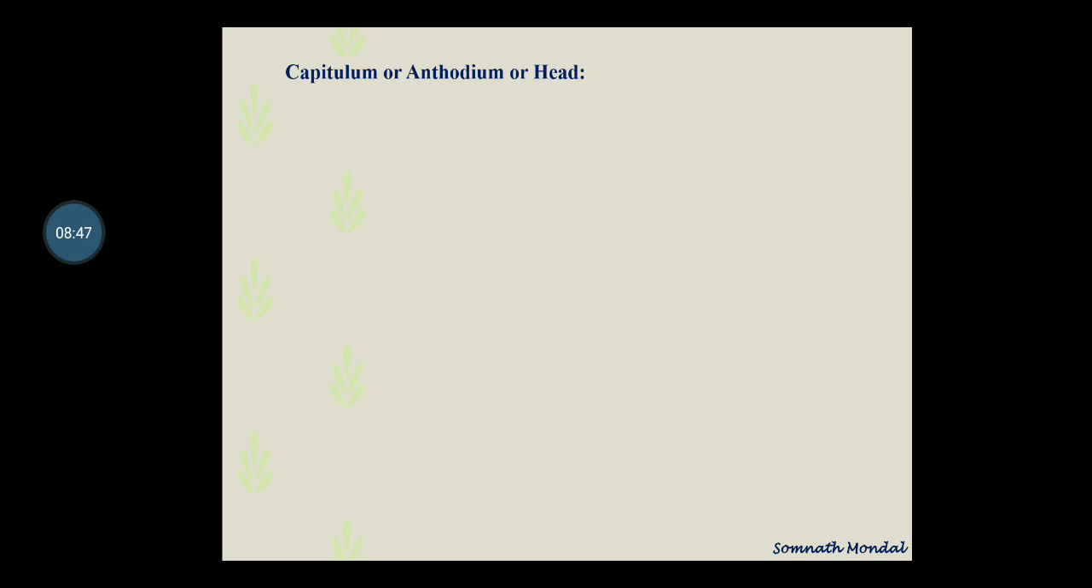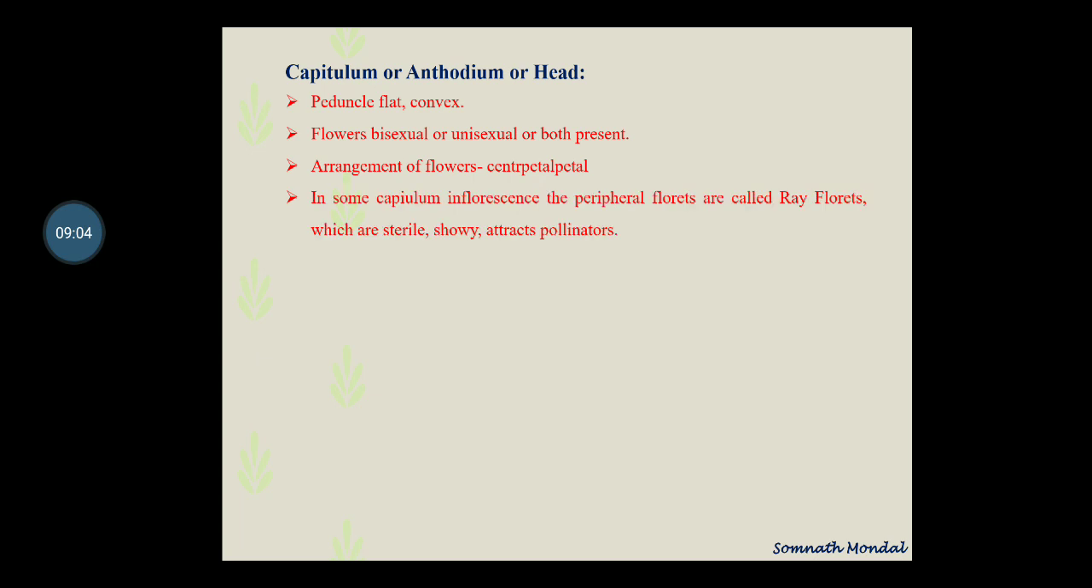Now, capitulum or anthodium or head. In this case, the peduncle is flat, convex shaped, and flowers may be bisexual, unisexual, or both present. Arrangement is centripetal. In some capitulum inflorescence, the peripheral florets are called ray florets, which are sterile, showy, and attract pollinators, whereas the central florets are fertile, bisexual florets, and they are called disc florets.